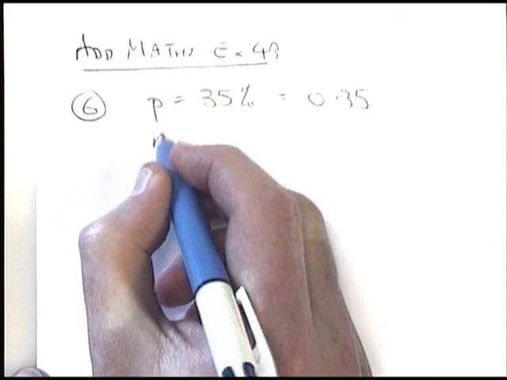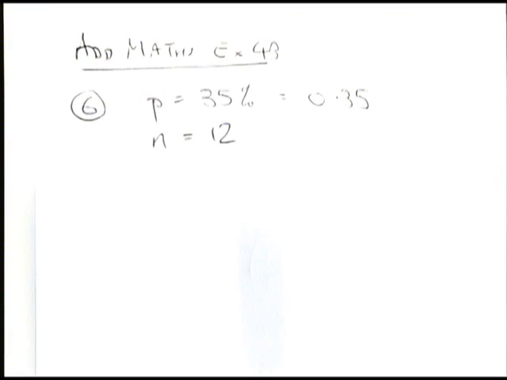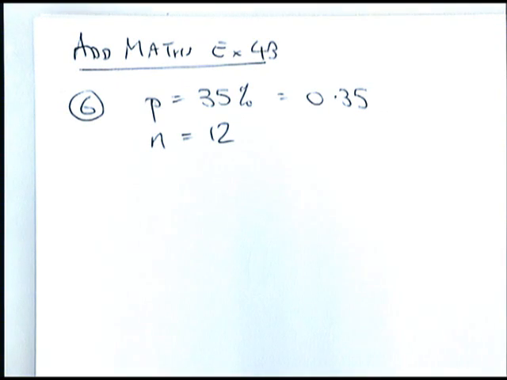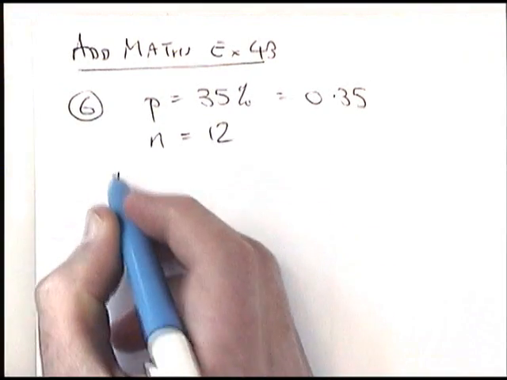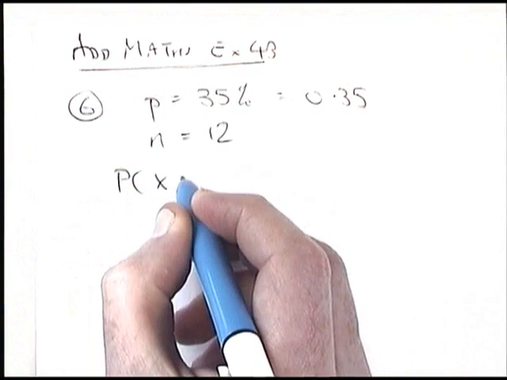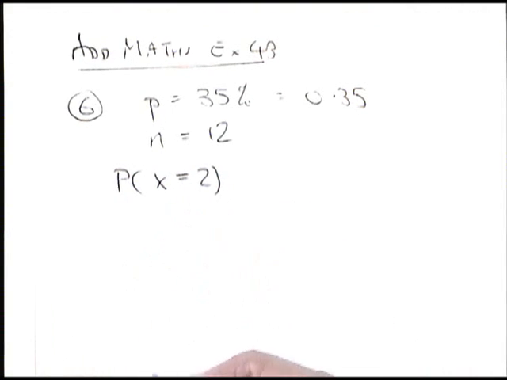It says from a sample of 12 students. So I have n equals 12. That's the number of students I'm looking at here altogether. And I've got to work out in part 1 the probability only 2 people travel by bus. So I need the probability that x equals 2.